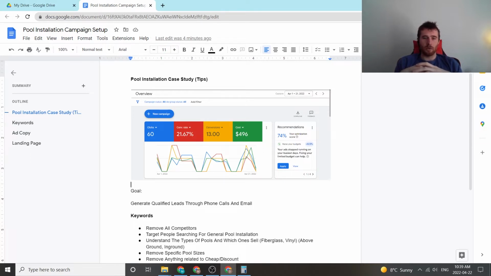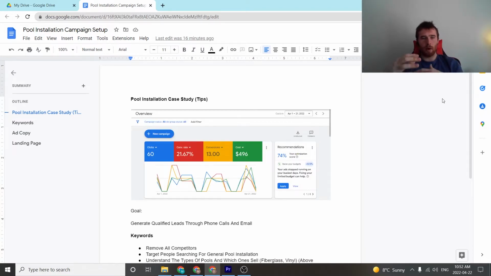We're not doing emails with it, but you can add emails if you choose to do so inside your campaign. During the first month, we ran from April 1st to the 21st of 2022, so it's recent. This is just the first couple weeks. To go over this campaign, we were able to achieve a 21% conversion rate, 13 conversions, so 13 phone calls, and we were able to achieve all of this for right around $38 a lead.